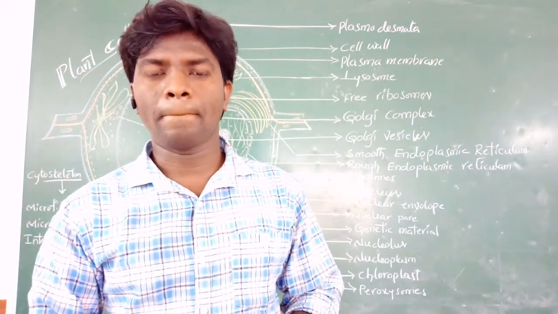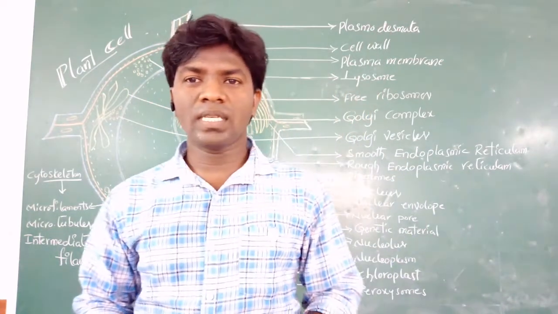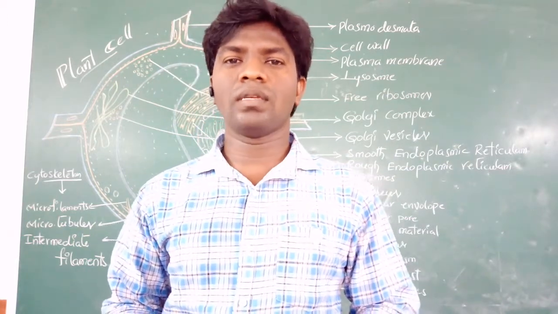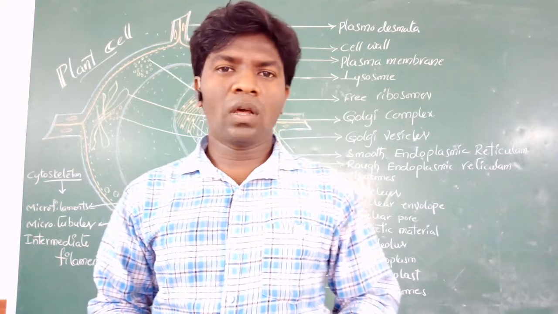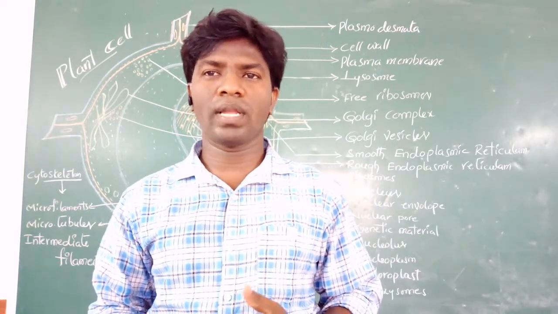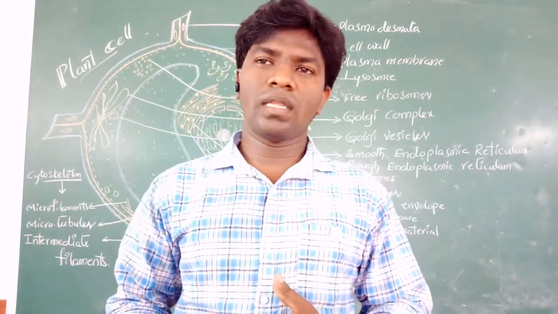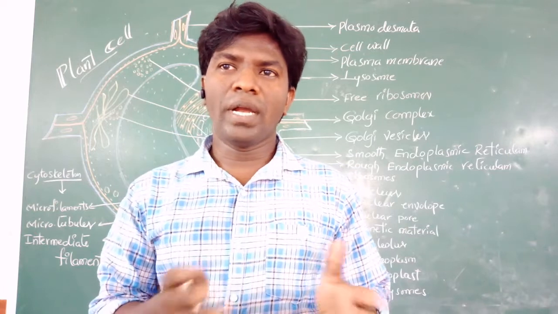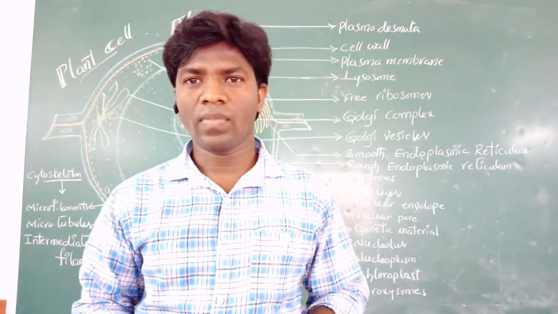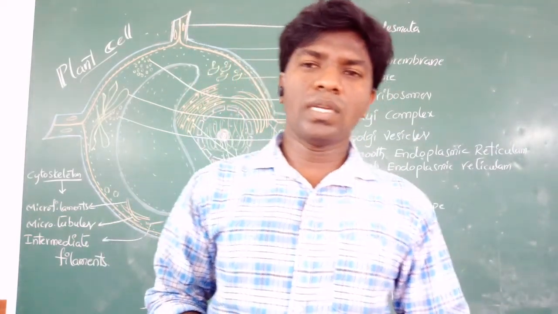Listen carefully, dear students. In the previous session we discussed unicellular organisms and multicellular organisms. Unicellular organisms means single-celled organisms. Examples we also learned. And multicellular organisms are made up of more than one type of cells. The examples are fungi, plants and animals.